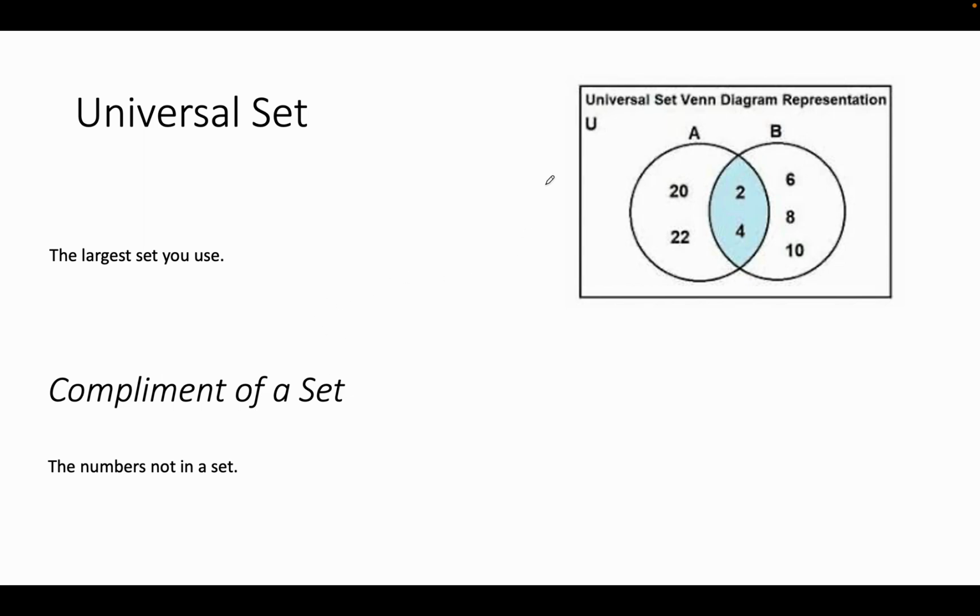Universal set. Okay, here's a Venn diagram for us to work with. So notice that the U is outside of the Venn diagram, the two big circles here. U is the universal set. It is the largest set that you can use.